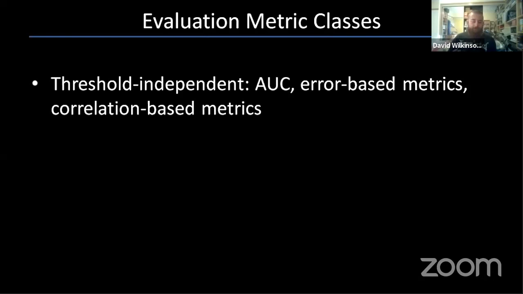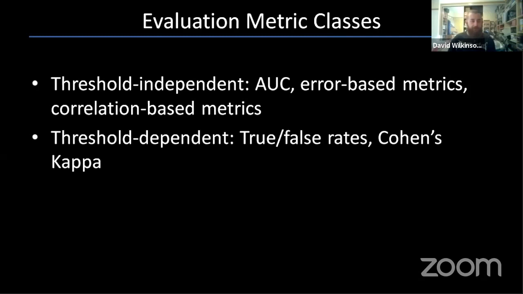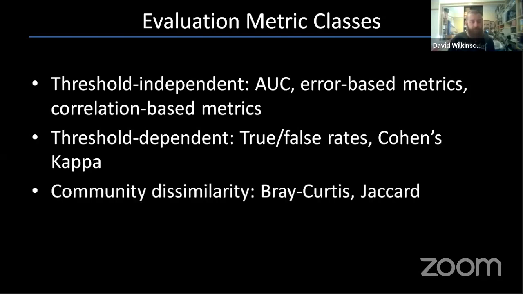So once we have our predictions, we also want to figure out how to evaluate them. We've defined 5 different classes of evaluation metrics. The first couple will be familiar from single species models: threshold independent metrics like AUC or RMSE, and threshold dependent metrics like true or false positive rates or Cohen's kappa. These all operate at the species level, but now that we're in multivariate space, this opens up the opportunity to use some metrics that operate at the community level.